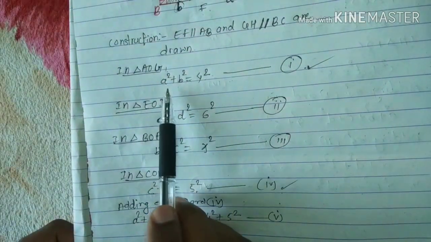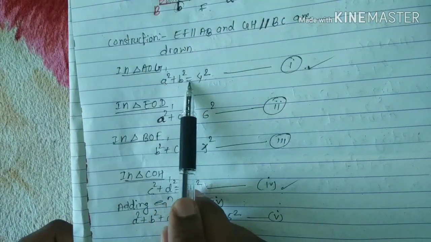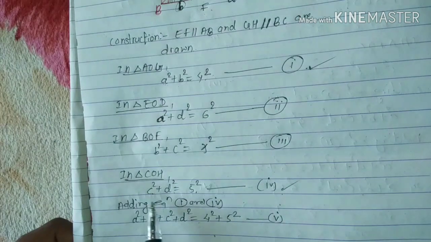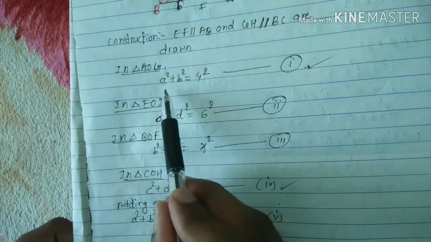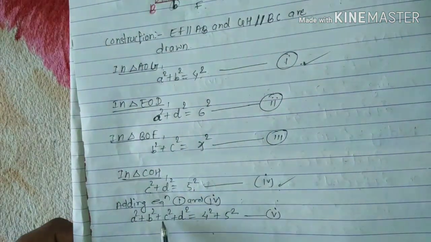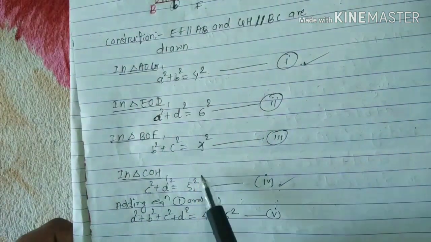So as you can see in equation first, there is a square plus b square is equal to 4 square. In equation 4 there is c square plus d square is equal to 5 square. So I have added these two equations, so it becomes a square plus b square plus c square plus d square is equal to 4 square plus 5 square.